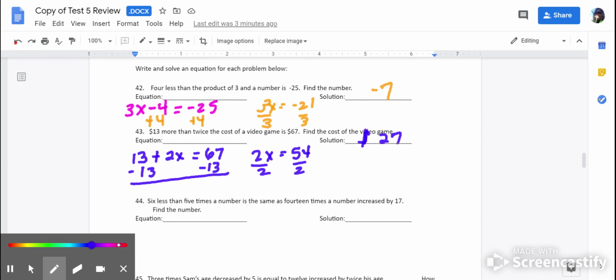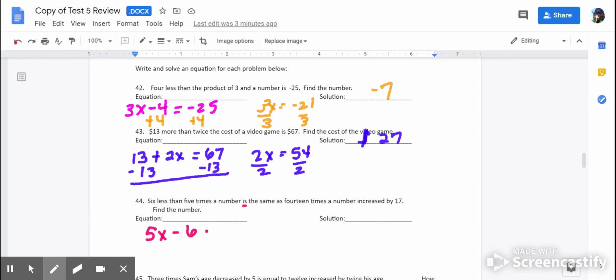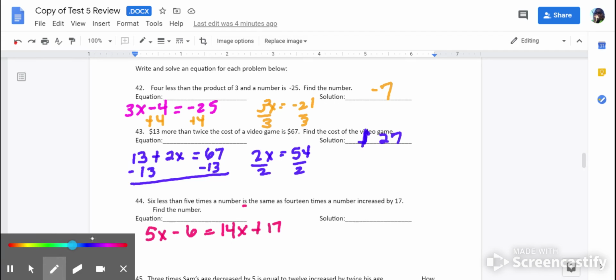For 44, we get 6 less than 5 times a number is the same as 14 times a number increased by 17. So we just start in the order that we hear. 6 less than 5 times a number. 5 times a number is 5x. 6 less than that means minus 6. Then we see the word is, so I'm going to put an equal sign. It's the same as 14 times a number, so 14x increased, adding by 17. There's my equation. Now all I have to do is solve the equation. So I'm going to subtract 5x from each side.